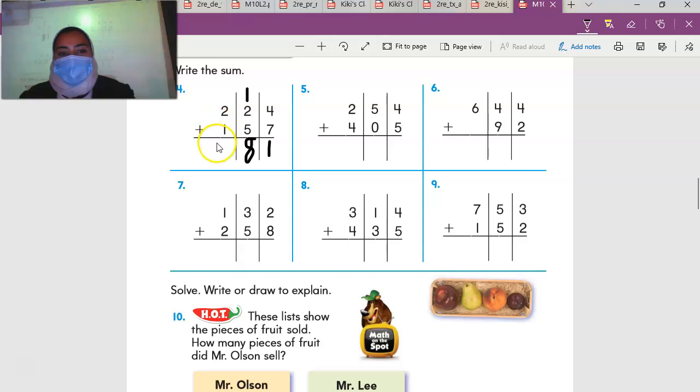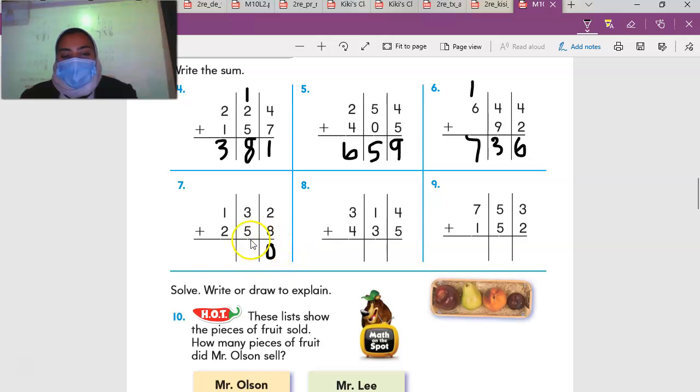1 plus 2 is 3. Did I have to regroup in the hundreds place? No, but I did regroup in the tens place. Let's look here at number 5. 4 plus 5 is 9. 5 plus 0 is 5, and 2 plus 4 is 6. Did I have to regroup at all here? No, that was a very easy problem. Let's try the next one. 4 plus 9 is 9, 10, 11, 12, 13. 3 stays here, and the 1 goes up to the hundreds place. 1 plus 6 is 7. 736.